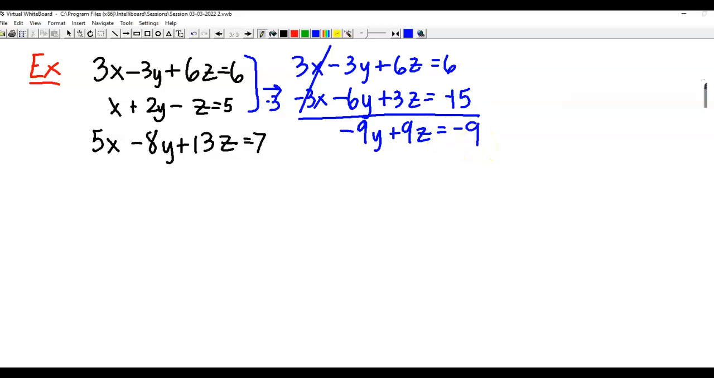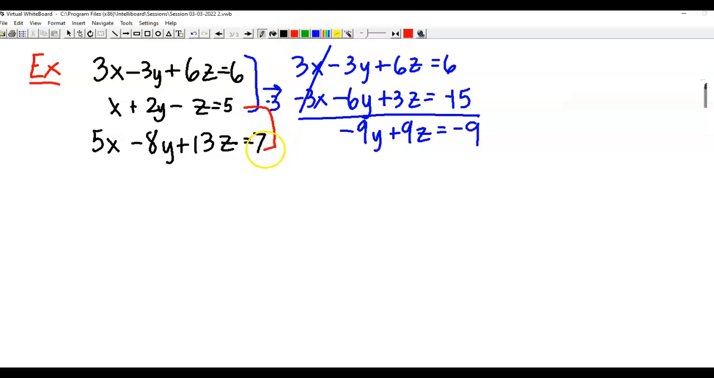Lots of numbers. I always double check when I multiply, go back and just check the numbers to make sure I multiplied them all correctly too, before I add. Alright, I have eliminated x from the first two equations.